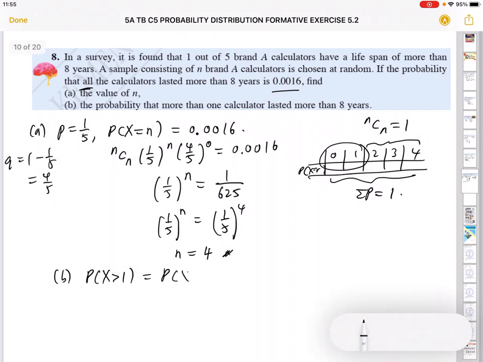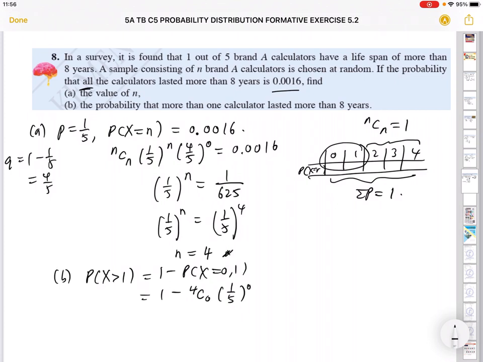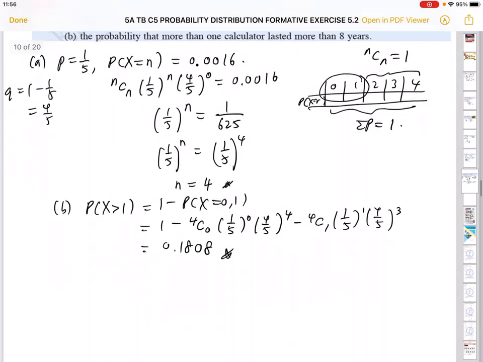Let me write down 1 minus P(x equals to 0 or 1). Now for x equals to 0, we use n is 4 now, C 0, p is 1 over 5, power 0, q will be 4 over 5, 4 minus 0, which is 4, for C1, 1 over 5 power 1, 4 over 5 power 3, and you get 0.1808. Okay, and the last question, question number 9.